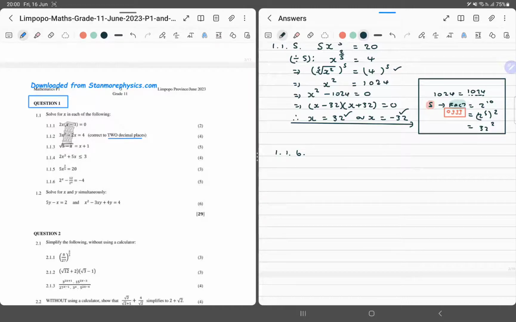1.1.6. Now we've got here 2 to exponent x minus 12 over 2 to exponent x equals minus 4. Okay, now once you have fractions, make sure everything is in a fraction. Then we know that what are we looking for? We want the LCM. So we will just multiply throughout by the LCM, which is going to be this 2 to exponent x times 1 times 1. This becomes just 2 to exponent x. Okay. So we'll multiply by the LCM.